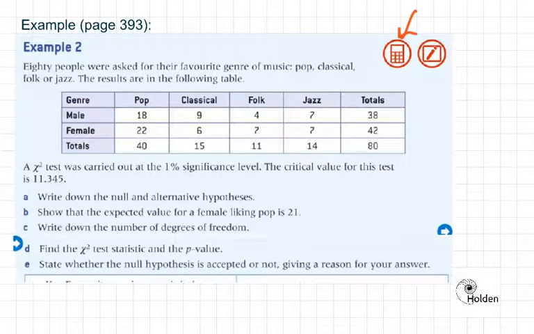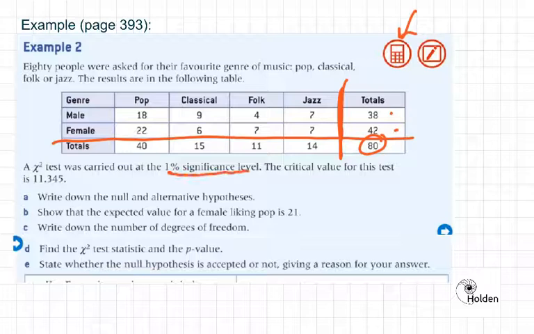But example 2, 80 people were asked for their favourite genre of music: pop music, classical, or jazz. The results are in the following table. Notice we have a total column and a total row. We have 80 people in total, 38 males, 42 females, and a chi-squared test was carried out at 1% significance level. The critical value is 11.35. Write down the null and alternative, show that the expected value, write down the number of degrees of freedom, and so on. Okay, so we've done all of this. You might want to go back, watch the videos again, and take your time through this, okay?